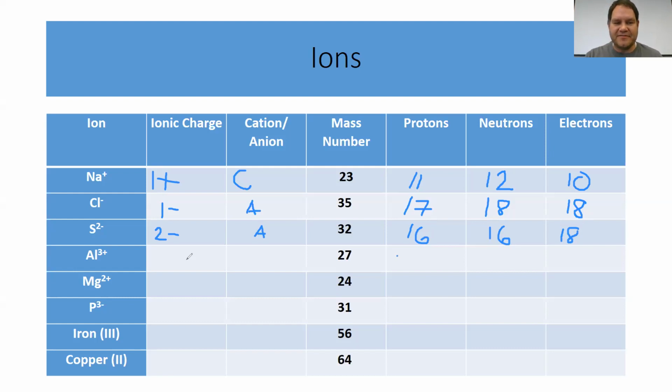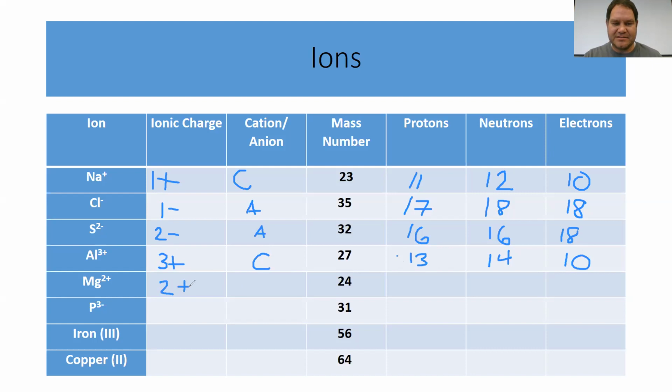All right, you should have completed the chart now. So let's check your answers against mine. Make sure you got it. So this should be a 3 positive. It should be a cation. The number of protons should be 13. The number of neutrons should be 14. And the number of electrons should be 10, okay? Because we're losing 3 electrons, we should have 3 fewer electrons than we have protons.